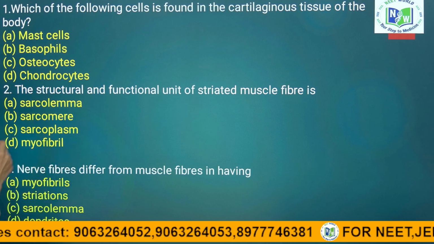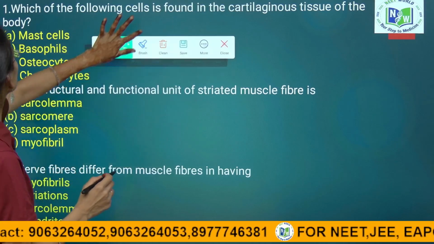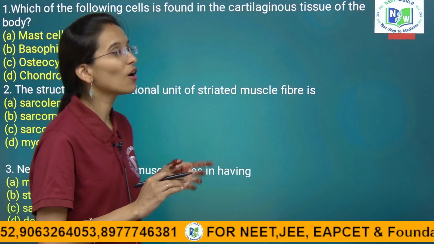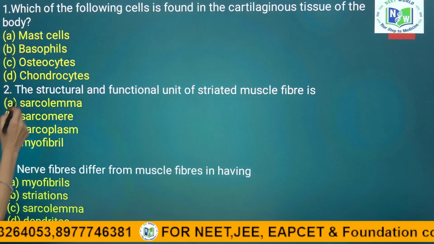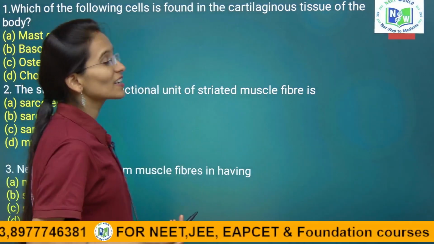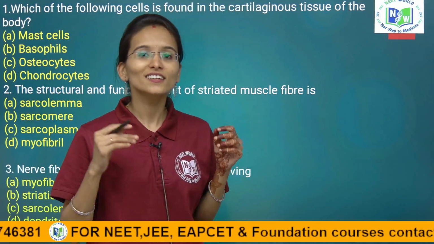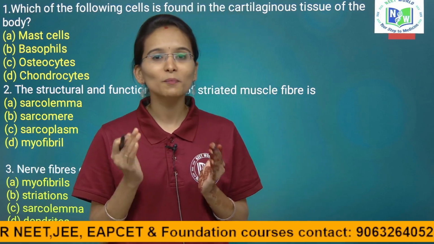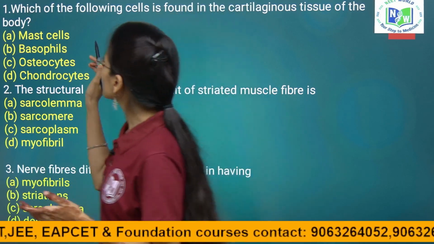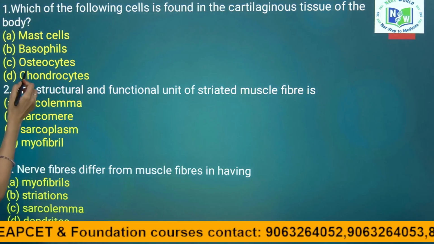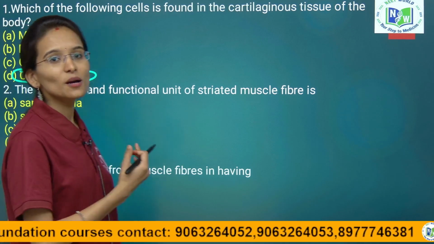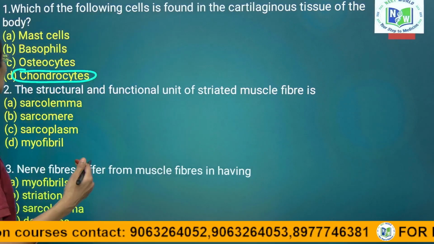Look into the first question. Which of the following cells is found in the cartilaginous tissue of the body? So, here it is a question with respect to the cells of a particular type of tissue. In the cartilaginous tissue we are going to find the chondrocytes. Chondrocytes are the cells which are present inside the cartilaginous tissue.